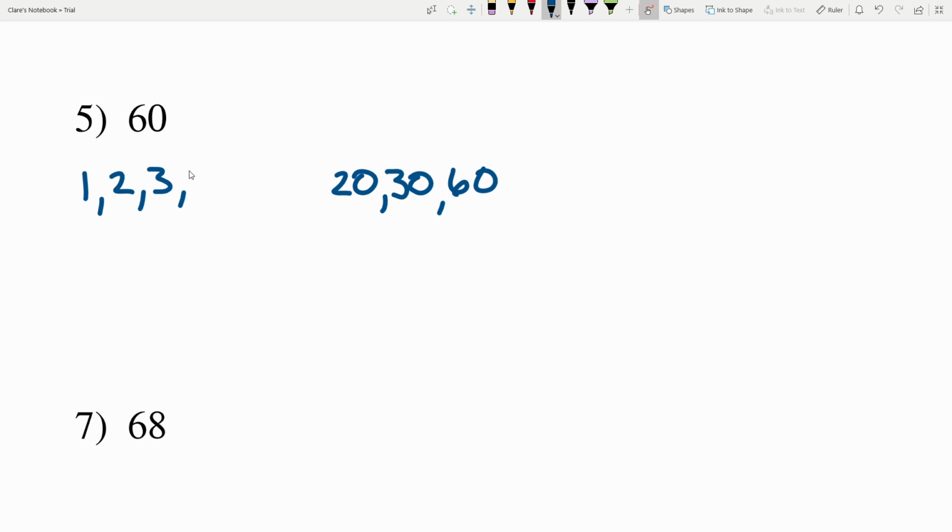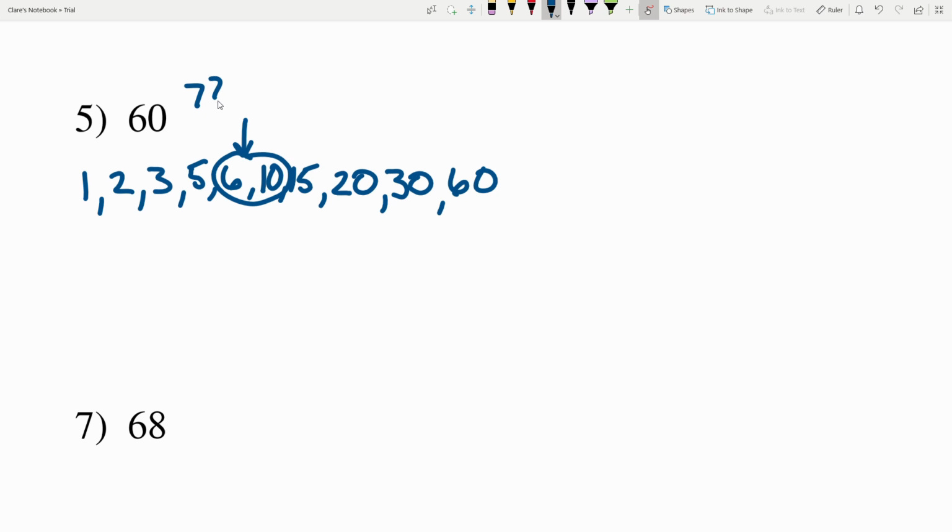I know that it's divisible by 5 because it ends in a 0. 5 times 15 gives me 60, and I also know that it's divisible by 6 because it was divisible by both 2 and 3. So 6 times 10 will give me 60, and now I just have to look between these two numbers, 6 and 10, to see if anything else divides into 60.